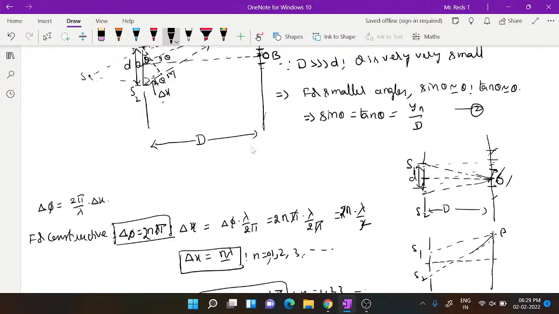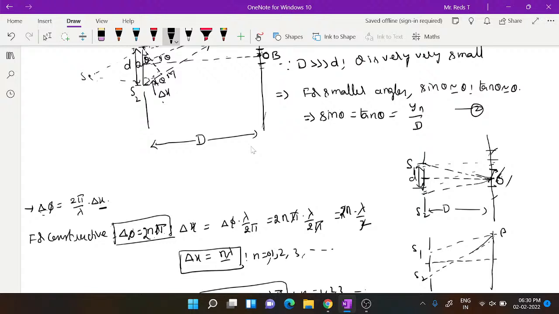As we know, the relation between phase difference and path difference is delta phi equals 2 pi by lambda into delta x. We have already discussed the conditions for constructive and destructive interference in terms of phase angle. The phase angle for constructive interference was 2n pi, an integral multiple of 2 pi. If you want to find the corresponding path difference delta x, you can write delta x equals lambda by 2 pi into delta phi.